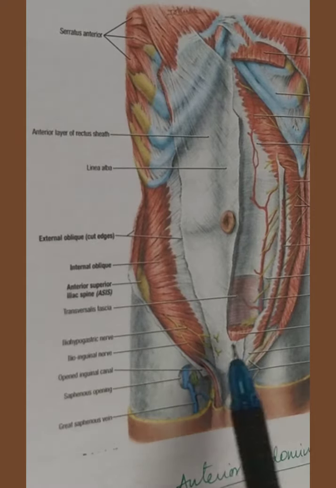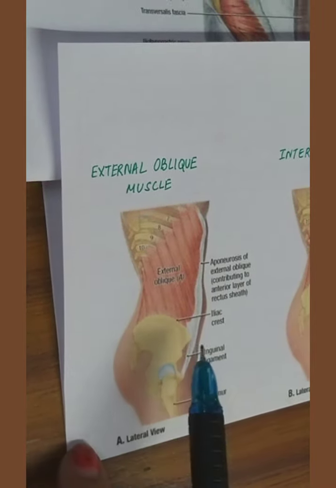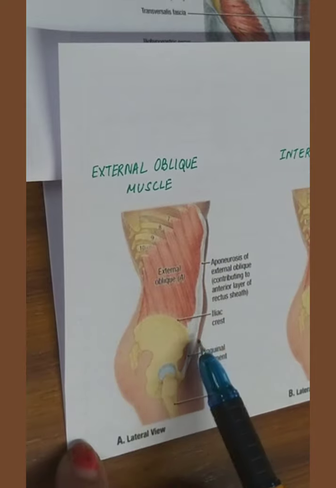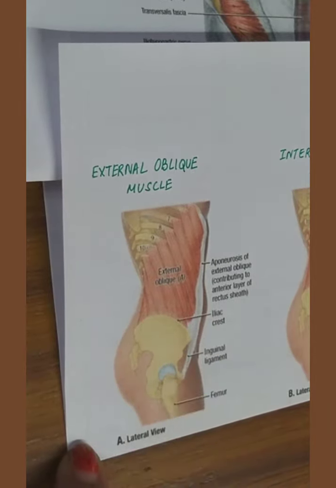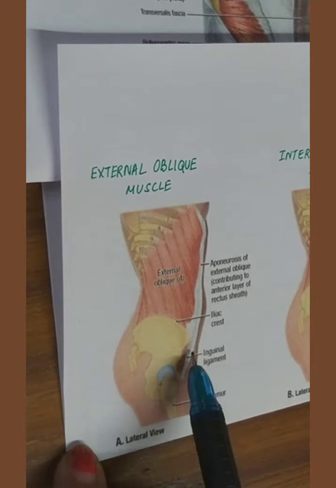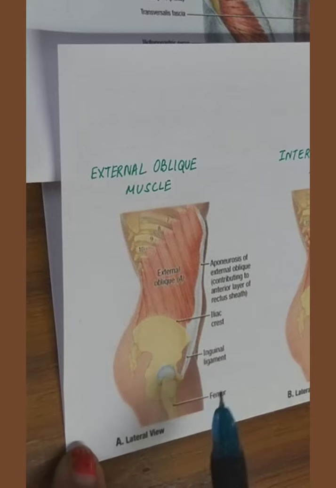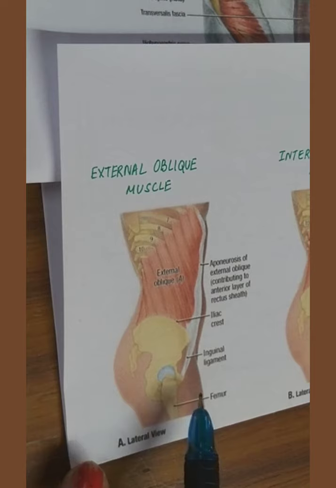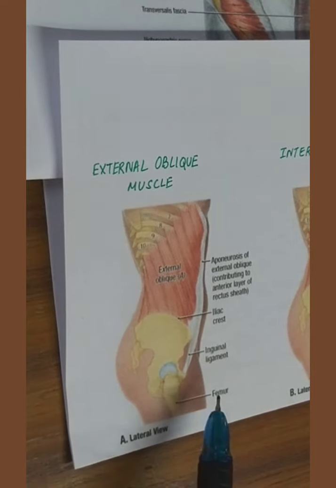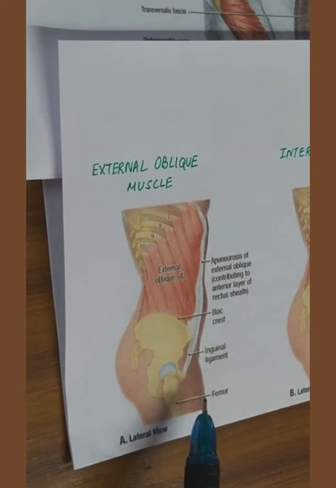The lower border of the aponeurosis, so we can see that more clearly in this lateral view, is thickened and folded backwards, and forms the inguinal ligament, extending from the anterior superior iliac spine to the pubic tubercle. Then it forms the lacunar ligament attached to the pecten pubis.